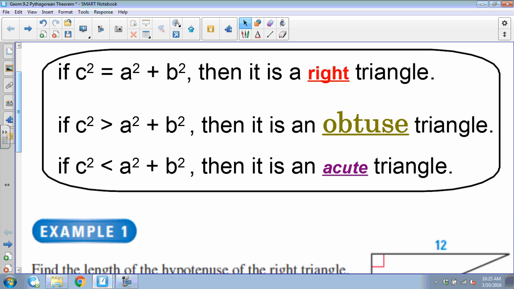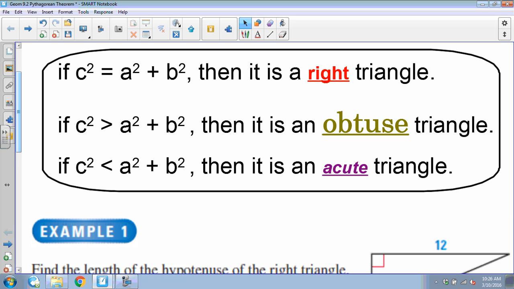If c squared is equal to a squared plus b squared, then it's a right triangle. We know that already. That's the Pythagorean theorem, right? But if c squared is greater than a squared plus b squared, then it's an obtuse triangle. Greater, obtuse. That's why I put c squared on the left and a squared plus b squared on the right, so it would make it easier to remember. Greater than, obtuse. If c squared is less than a squared plus b squared, then it's an acute triangle. Okay, less than means acute. So you want to compare c squared to a squared plus b squared.